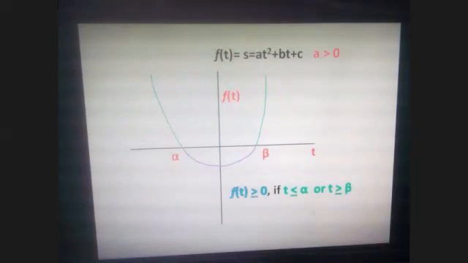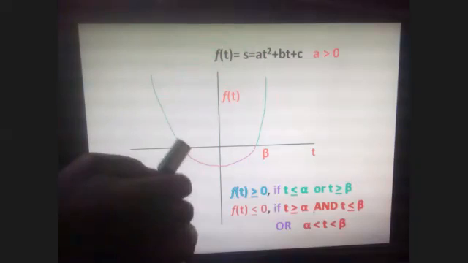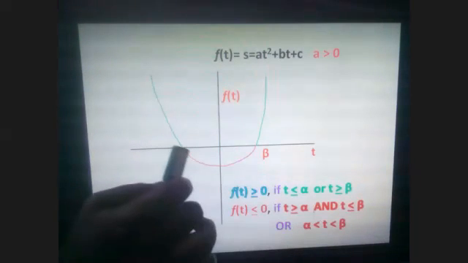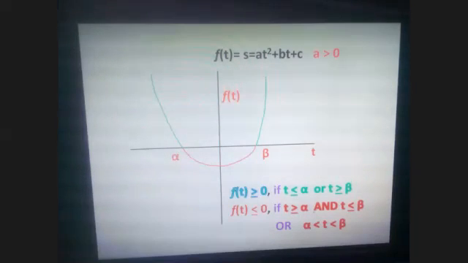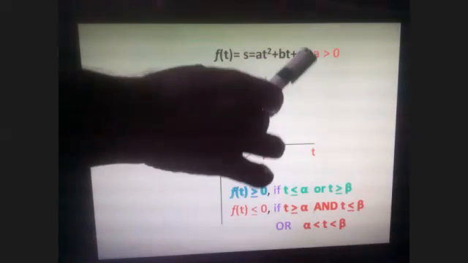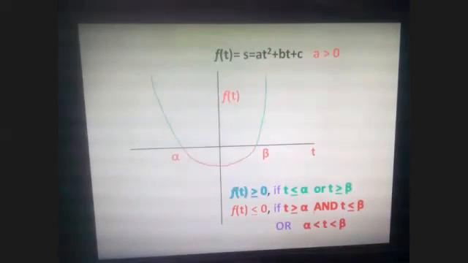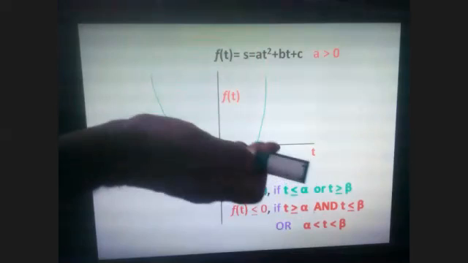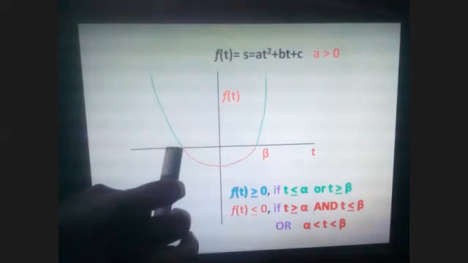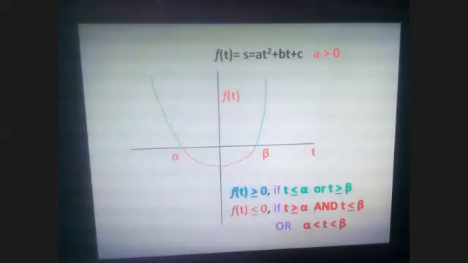And when is f(t) less than 0? That is this portion. It is less than 0 if t is between alpha and beta. This is a quadratic inequation, a t squared plus bt plus c. When a is more than 0, it opens up. This is the function value, f(t), and this is t. f(t) is more than 0 when t is either less than alpha or t is more than beta.